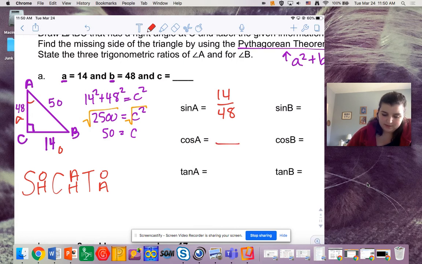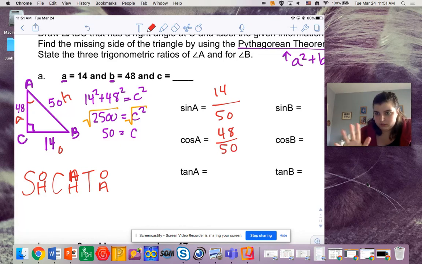Cosine of A. Oh, wait. Oh, my God. I was just doing tangent. Whoa. Well, okay. Opposite, adjacent, hypotenuse. Sine is opposite over hypotenuse. Whew. Cosine, adjacent over hypotenuse. So 48 over 50. Notice once I labeled them one time for angle A, it's all the same. Tangent, now we've got our 14 over 48.